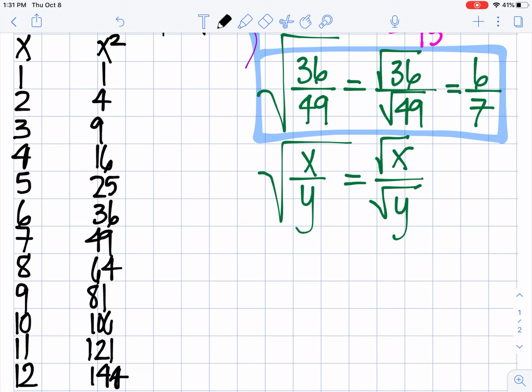I would suggest knowing up to like at least 15 off the top of your head, but the 1 through 12 is what you'll use the most. So that might help you as a quick reference.